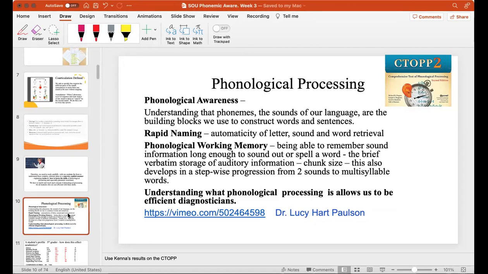And then working memory is, as I'm trying to sound out a word, how can I hold on to all of the sounds? The test that I use, and many people use, to find out about a student's phonological processing is the CTOPP, which stands for Comprehensive Test of Phonological Processing. And so one of the things that you can do is to say, well, does my student take a whole long time to be able to do the things that I'm asking them to do with sounding out words?